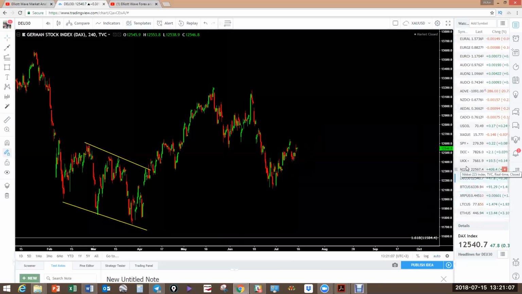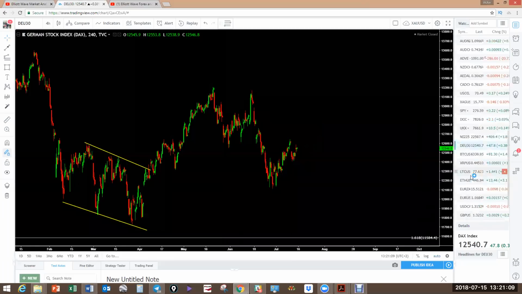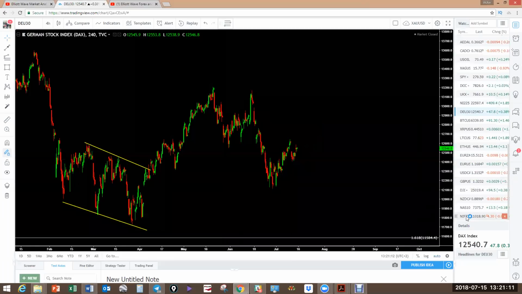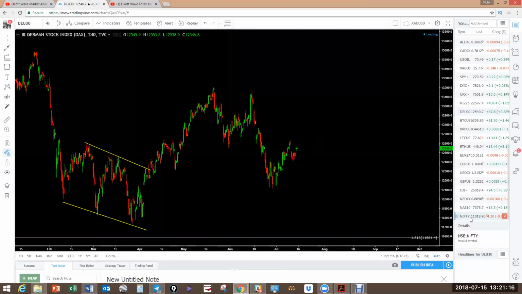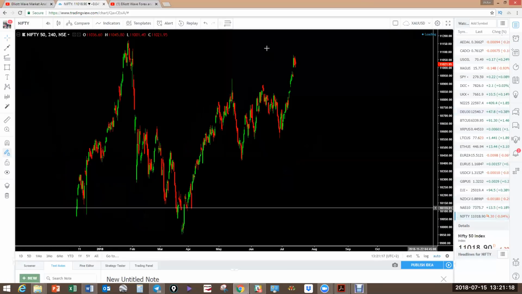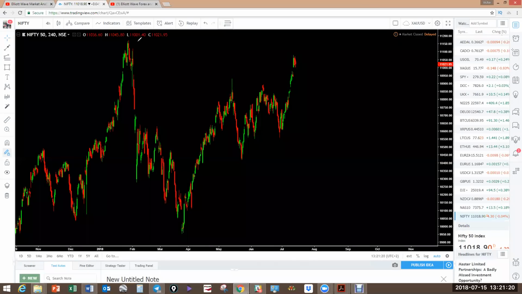For those who like the NIFTY in India, let's have a look. I've got the NIFTY here, but it should be following the same trend of the rest of the indices. So NIFTY, you can see it's already very close to that level that the S&P 500 has not broken as yet. So continuation to the upside. It's very risky to buy this one.